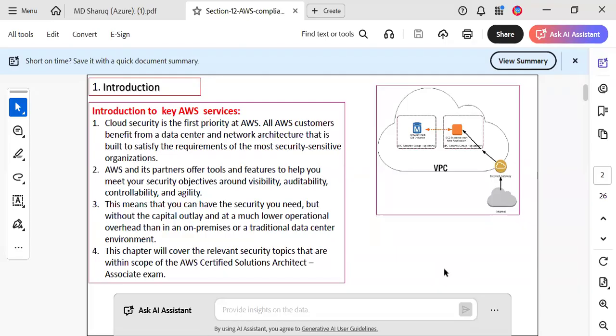Now, second point: AWS and its partners offer tools and features to help you meet your security objectives around visibility, auditability, controllability, and agility. So what are these things? Visibility is what? The cloud services, how many services we are using. We have seen many services. Within those, how many services are being used in what regions, what availability zones they used. All that visibility comes from the dashboards.